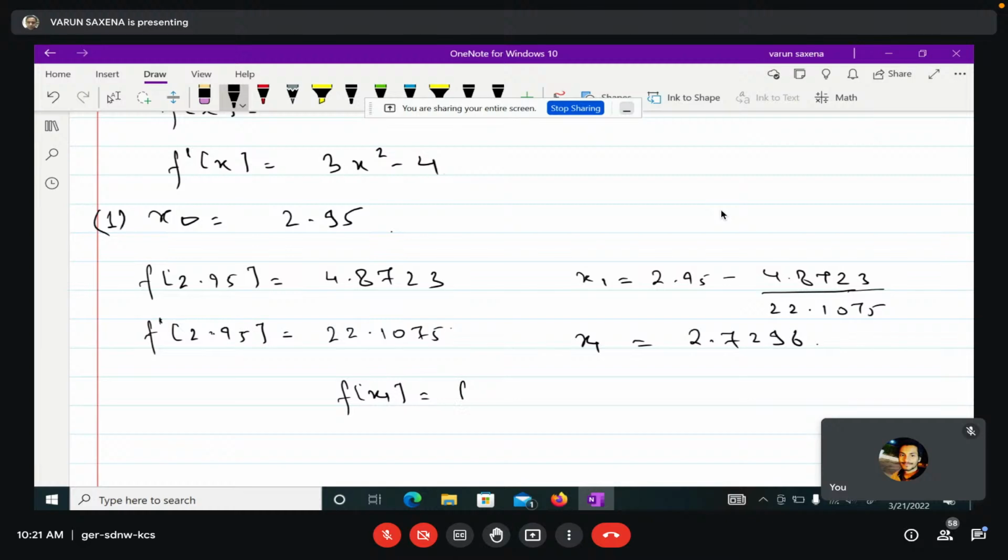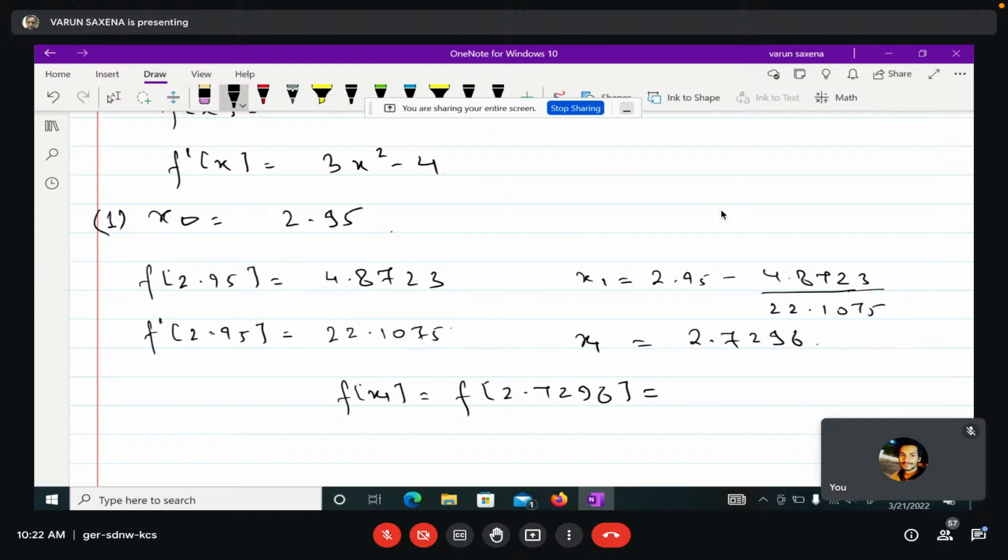fx1, which means you will check f 2.7296. What is this value? Check this value and tell me, what is the value? Is it approaching 0? We have not chosen any epsilon right now. We'll just simply check whether it is 0 or not.